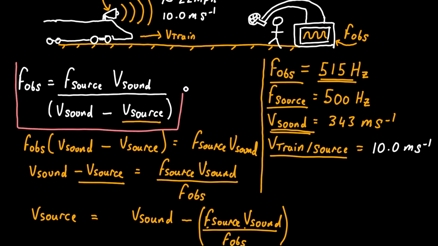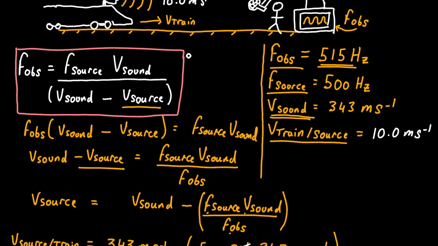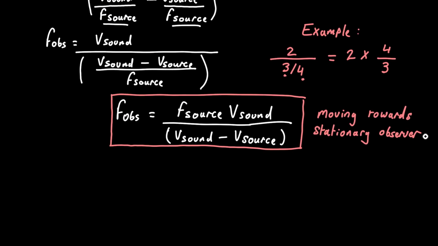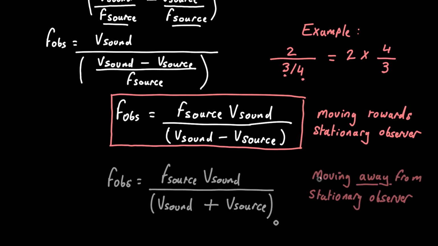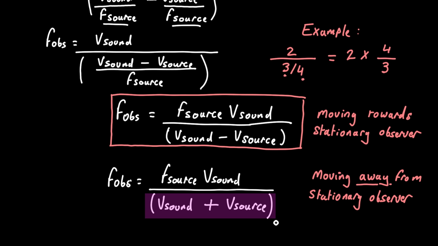Now, if we do the exact same derivation again, but for a source of sound moving away from a stationary observer, we would end up with this equation. So it looks nearly identical, but the denominator now has a positive sign between the velocity of the sound in air and the velocity of the source of the sound, so the velocity of the train, for example.